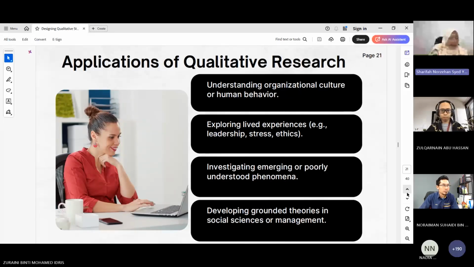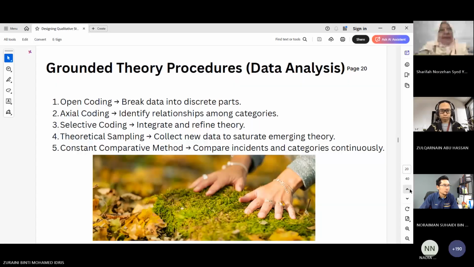So, all right, okay. Application of qualitative research. Doktor, bagi contoh, satu. Apa dia? Grounded theory tu, apa yang boleh contohkan? Okay, one example of a grounded theory that has been done is that this one particular professor who is actually looking into how to create a theory of how fish swim. Oh.